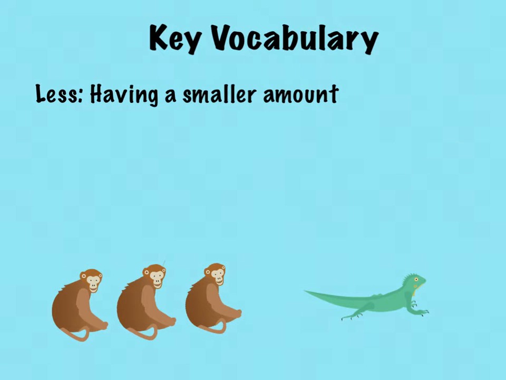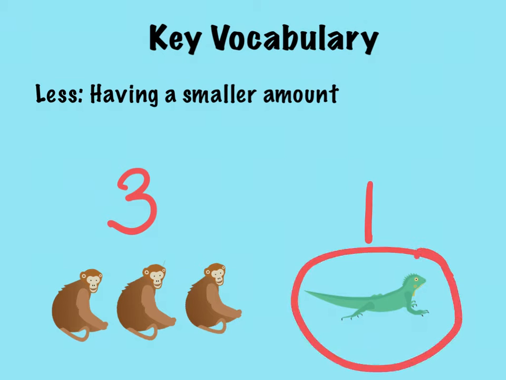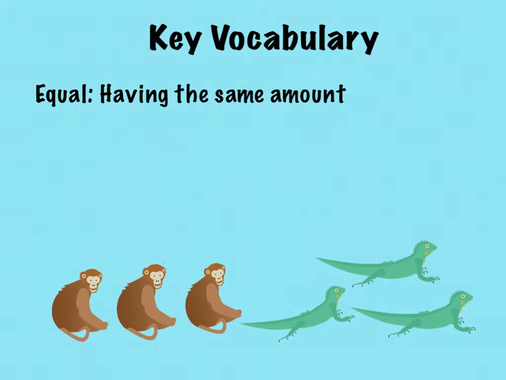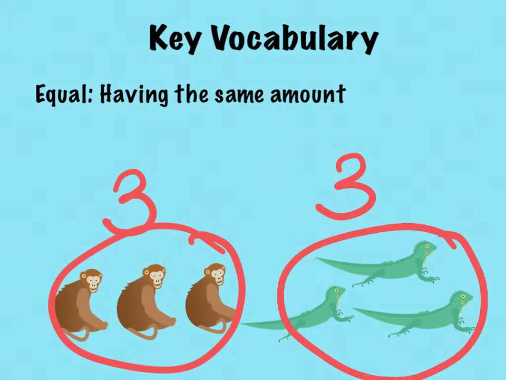Less is having a smaller amount of something. There are 1, 2, 3 monkeys. There is 1 lizard. There are less lizards than monkeys. Equal is having the same amount. There are 1, 2, 3 monkeys. There are 1, 2, 3 lizards. There is an equal amount of monkeys to lizards.